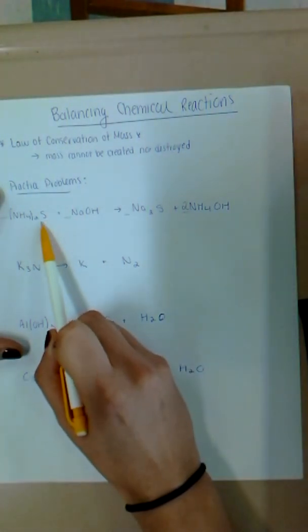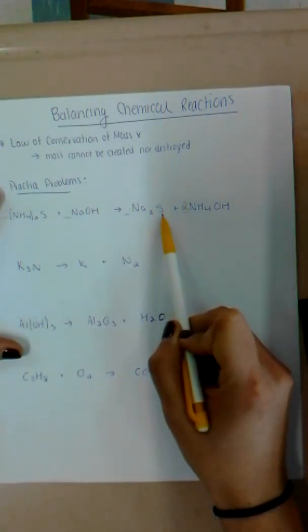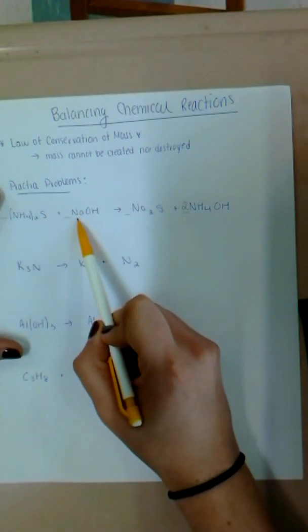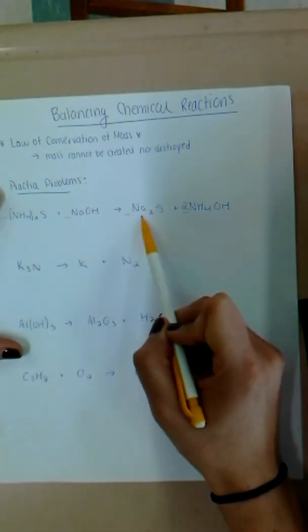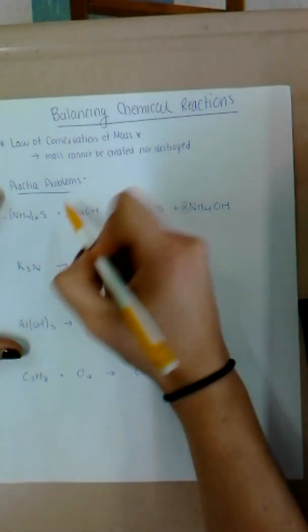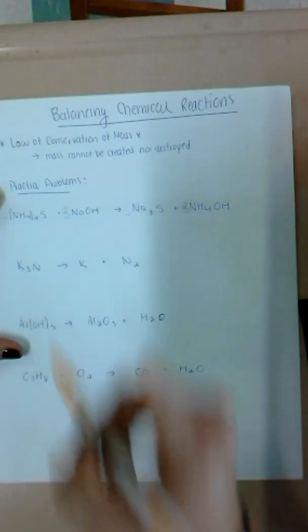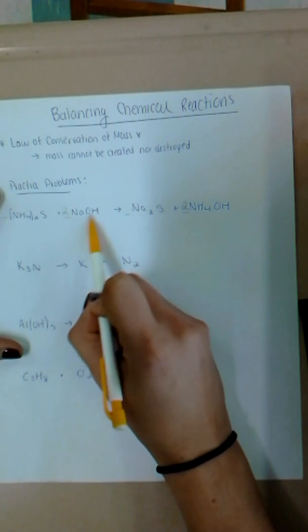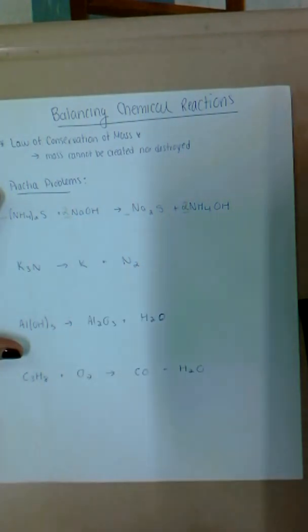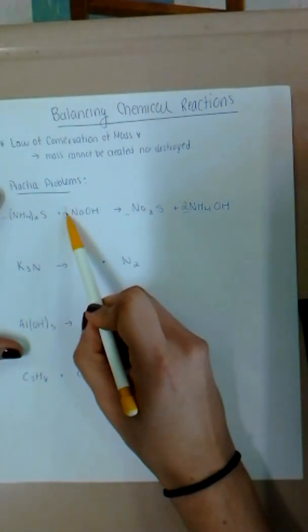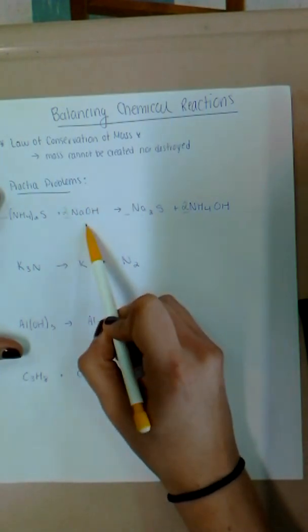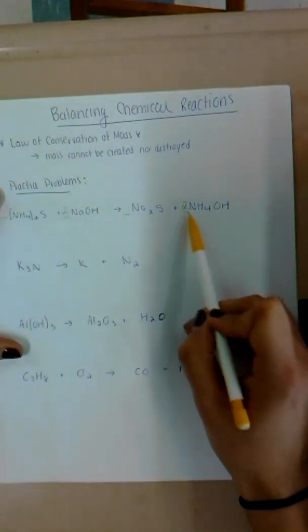Next up we have sulfur. I have 1 sulfur on my reactant side and 1 sulfur on my product side, so that's already balanced. Here I have 1 sodium on my reactant side, but 2 on my product side. So I'm going to have to put a 2 coefficient out in front of sodium. Now this 2 coefficient is going to apply to everything that is part of that compound. So now I have 2 oxygens that are on my reactant side, and I also have 2 on my product side, so that's good.